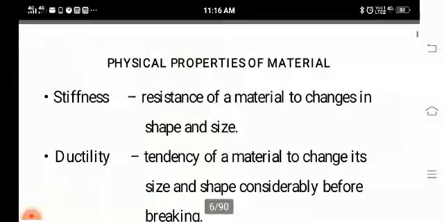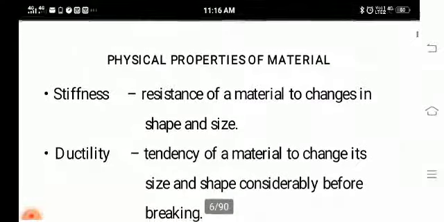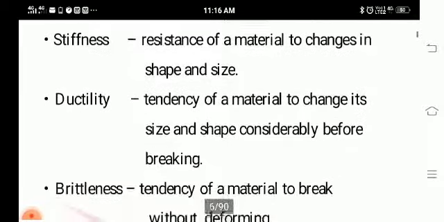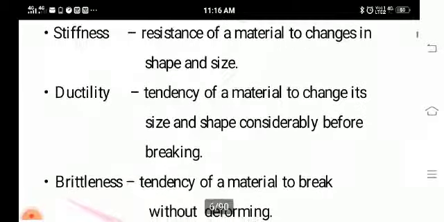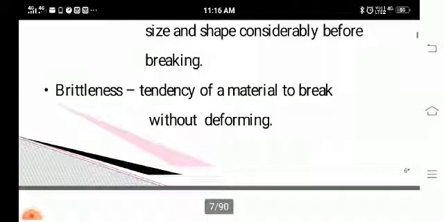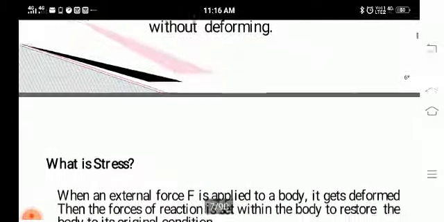Now we'll see the physical properties of materials, that is, stiffness. Stiffness is the resistance of a material to changes in shape and size. Ductility is the tendency of a material to change its size and shape considerably before breaking. Brittleness is the tendency of a material to break without deforming.